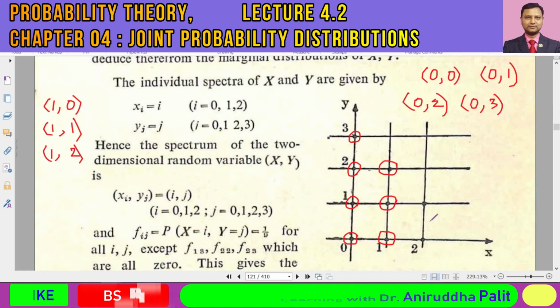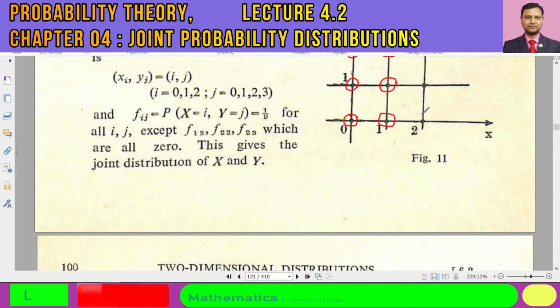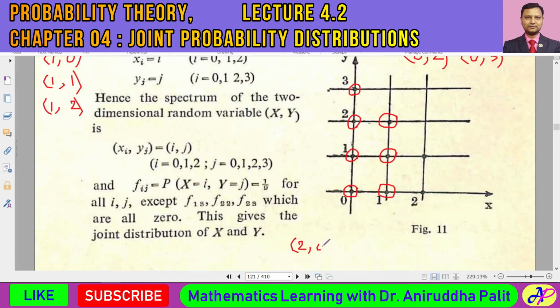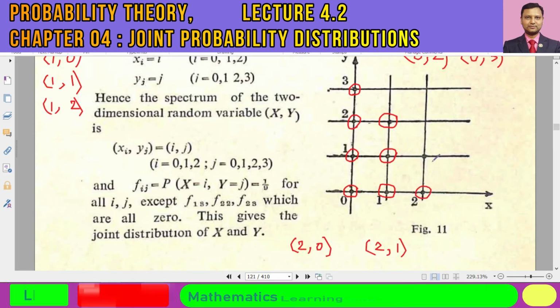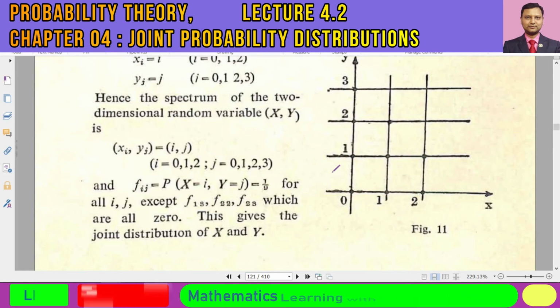And similarly, in case of the third color, that means when x is equal to 2, what are the values of y? 0, 1. These are the values of y. So what would be the possible combinations? Over here, the possible combinations would be 2, 0, and another combination would be 2, 1. So 2, 0 means this one, and 2, 1 means this one. So that's why you can say that in this kind of two-dimensional distribution, the probability mass is distributed in these 9 points.